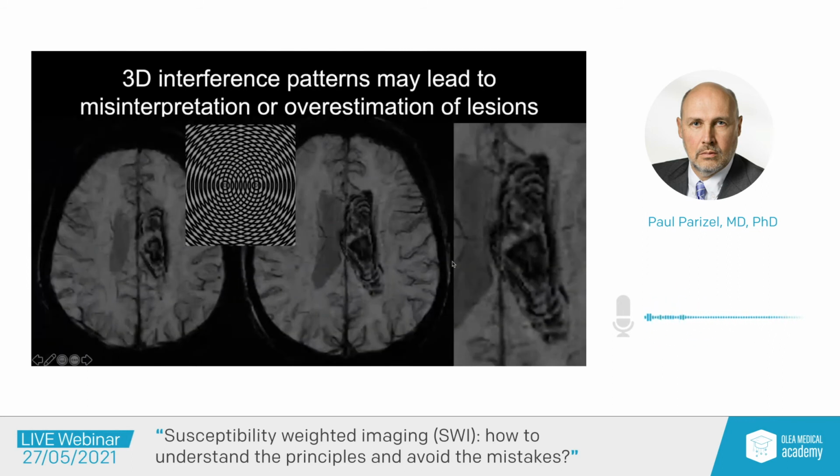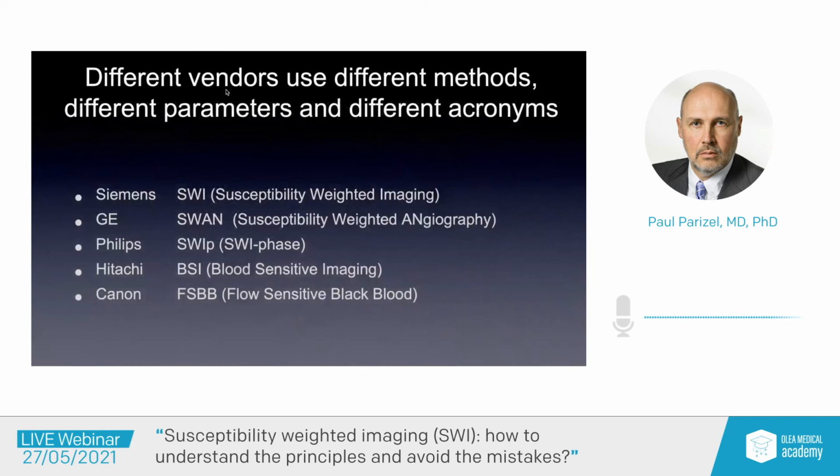I've magnified this, and you can see these concentric rings. This is known as a 3D interference pattern. Whenever you use phase information, you have to keep in mind that there could be interference patterns with phase information that may lead you to misinterpret or overestimate the lesions.